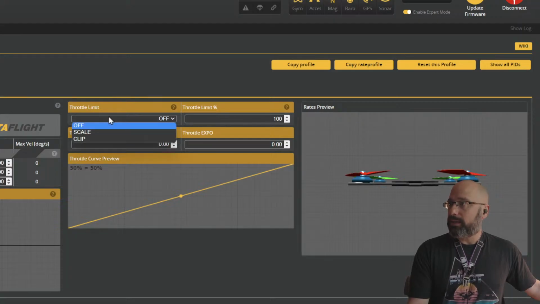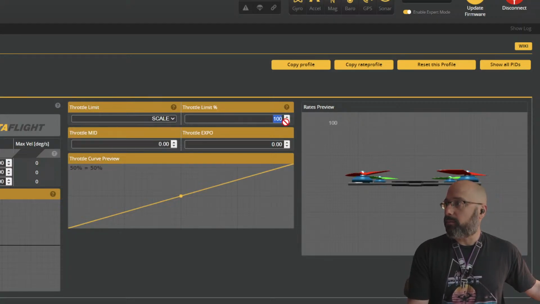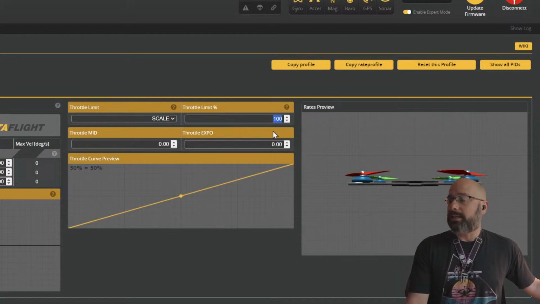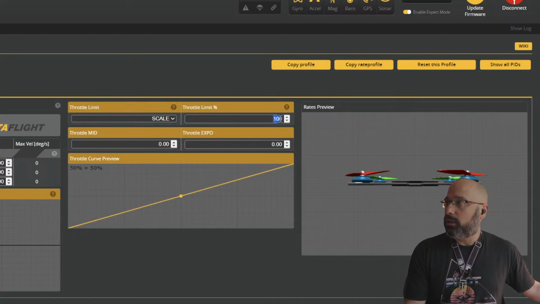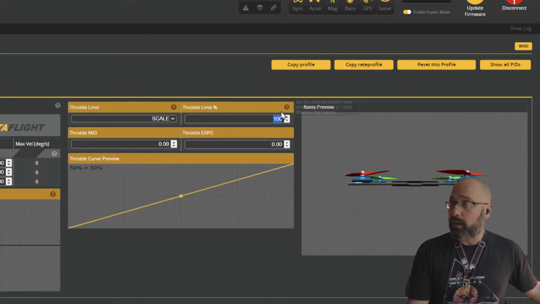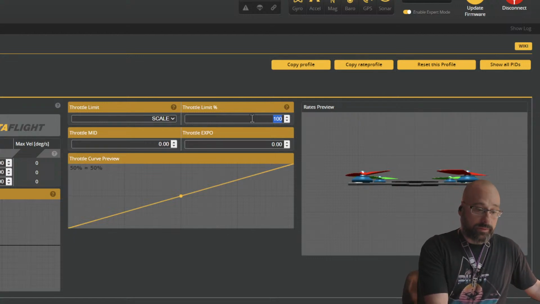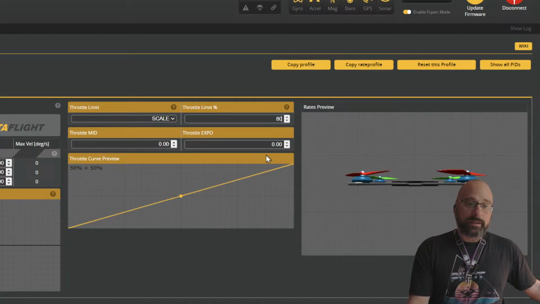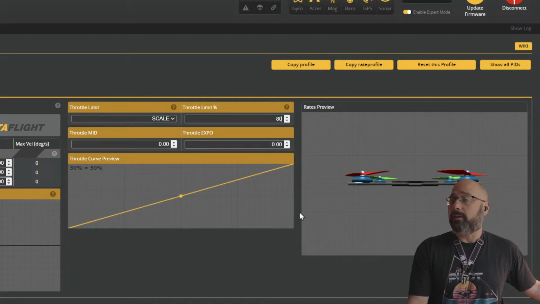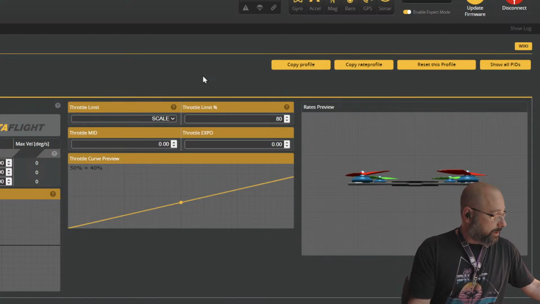And we're going to set the throttle limit to scale, and set the throttle limit percent to some number less than 100. That is going to reduce your throttle, basically. It's going to knock the top off your throttle, and it's going to make it easier for you to manage your throttle. I would suggest starting with a value of like 80% or maybe 85%. That's going to still leave you plenty of power to fly around, but just make the throttle a little more manageable.